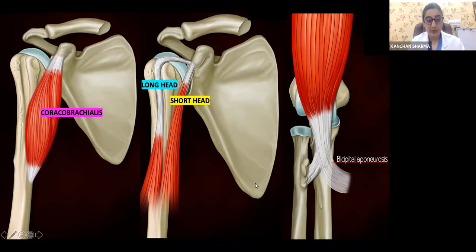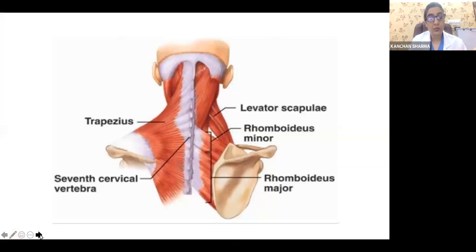radial tuberosity. Okay. Now, you should know the muscles which are there in the back also. So one, we have trapezius. Trapezius has got three fibers. You have the descending fibers, the transverse fibers, and the ascending fibers. Then you have your rhomboid major and minor. Okay, they are the retractors of your scapula. And the upper fibers of your trapezius along with the levator scapulae will be elevating your scapula.